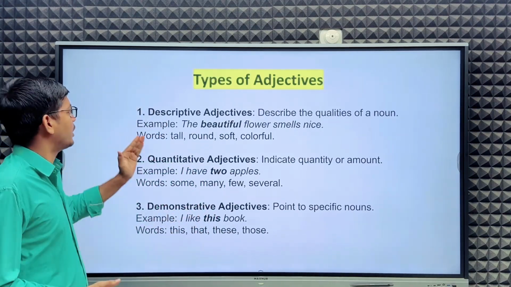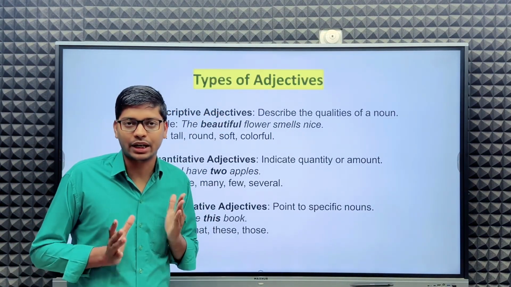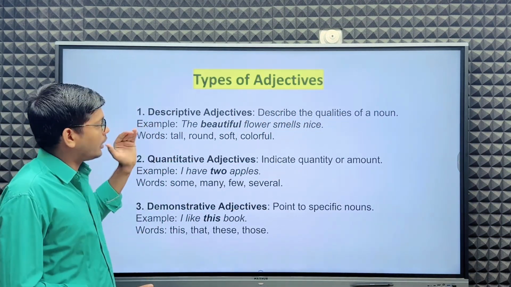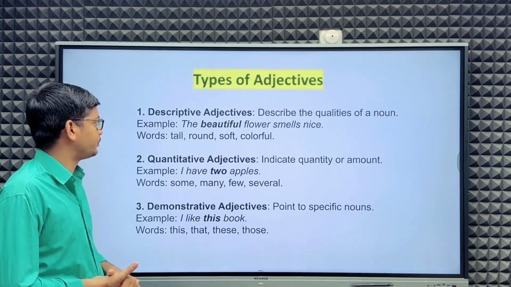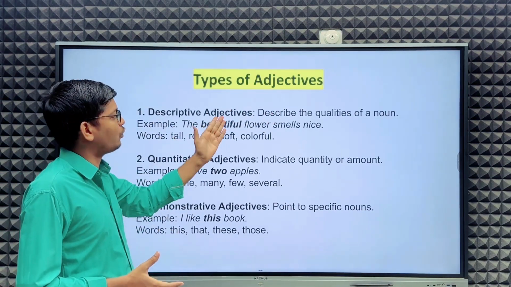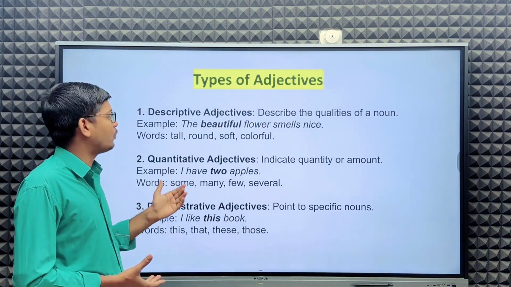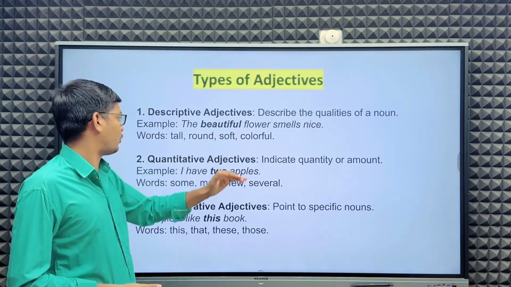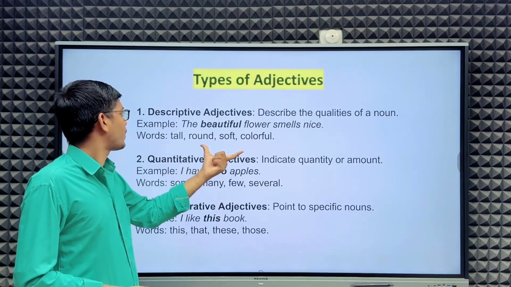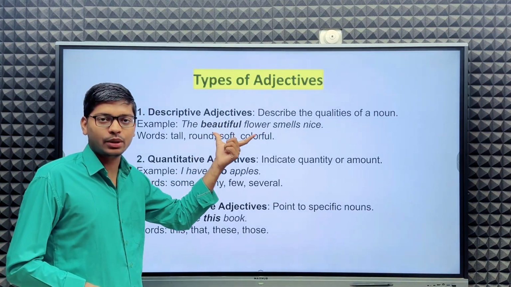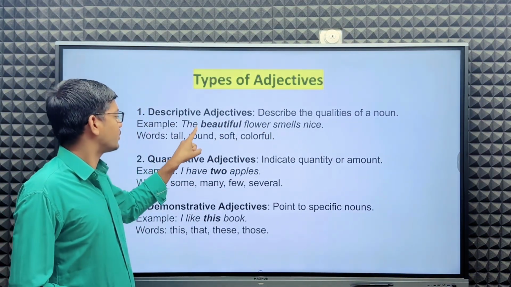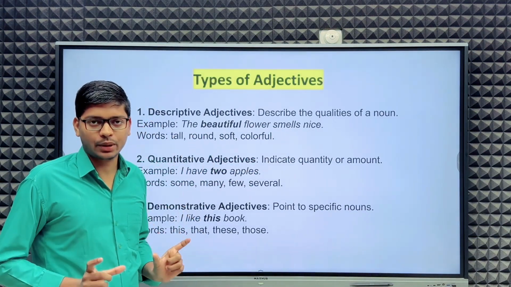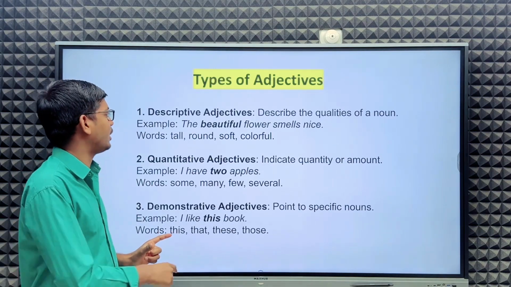First type here, descriptive adjectives. A descriptive adjective describes the qualities of a noun. For example, the beautiful flowers smell nice. Words like tall, round, soft, colorful are all descriptive adjectives. But in this sentence, the beautiful flowers smell nice, what is the descriptive adjective? Beautiful.